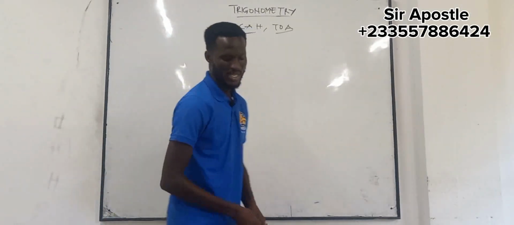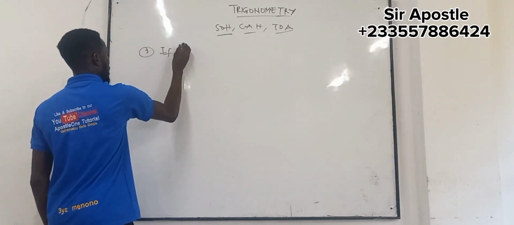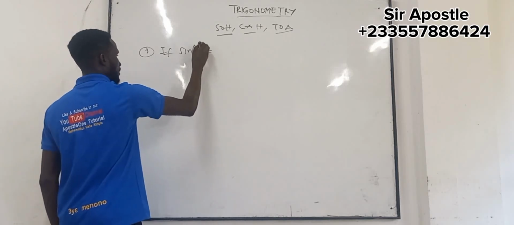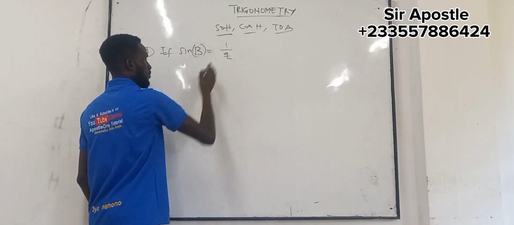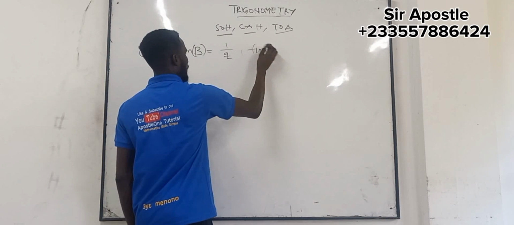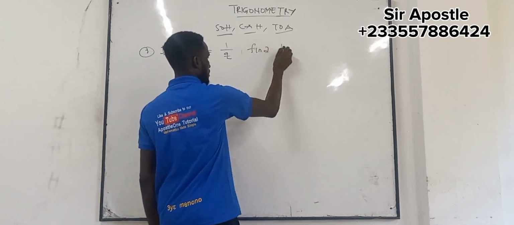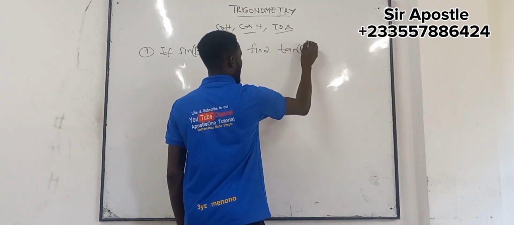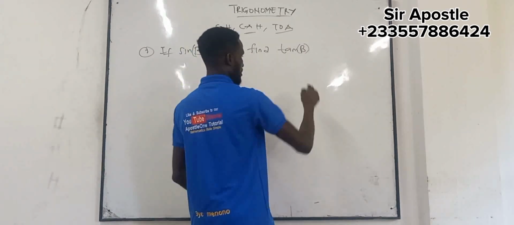Now, the last question, question 3. If sine B, where B is the angle, is equal to 1 over Q, find tan B and cos B.